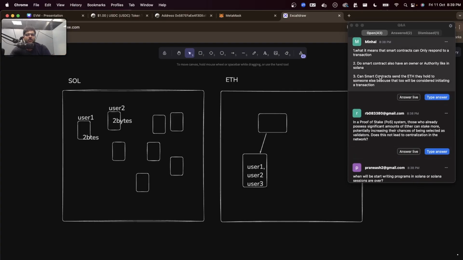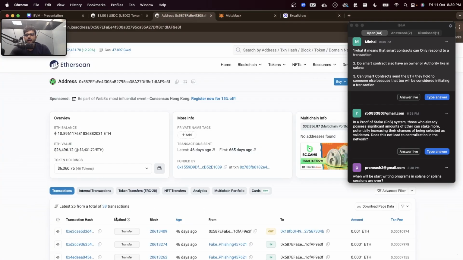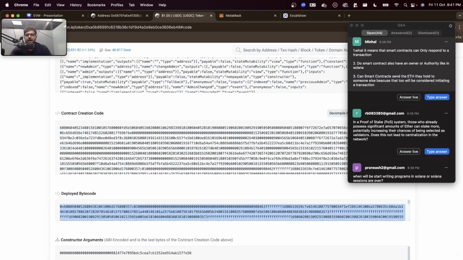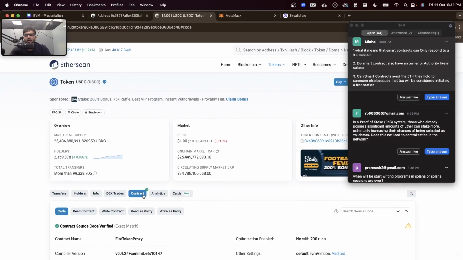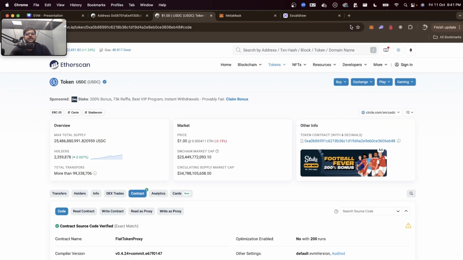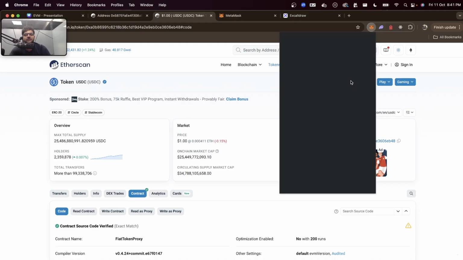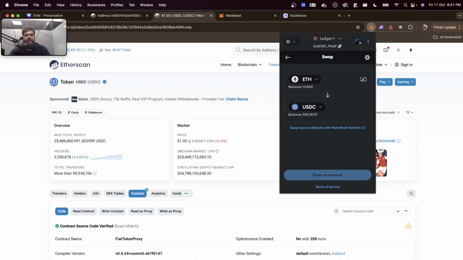What does it mean that smart contracts only respond to the transaction? This is a smart contract. No, this is my personal address. This is a smart contract address. As you can see, it has a contract section here. It can't initiate a transaction. It doesn't have a MetaMask through which it clicks on a send button and sends a transaction. It's a very bad example.